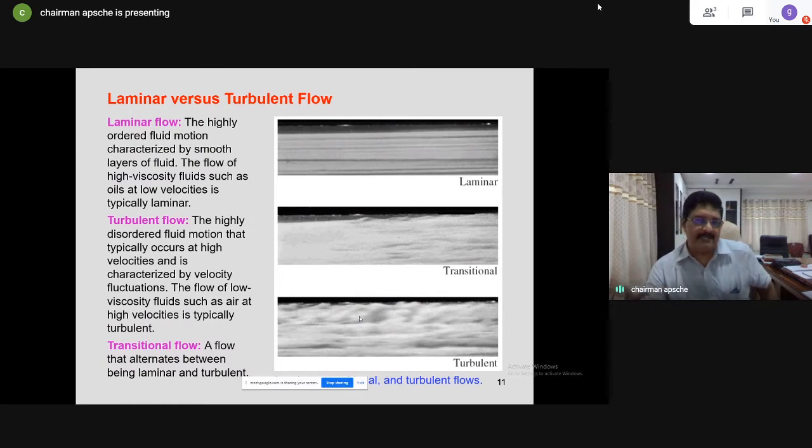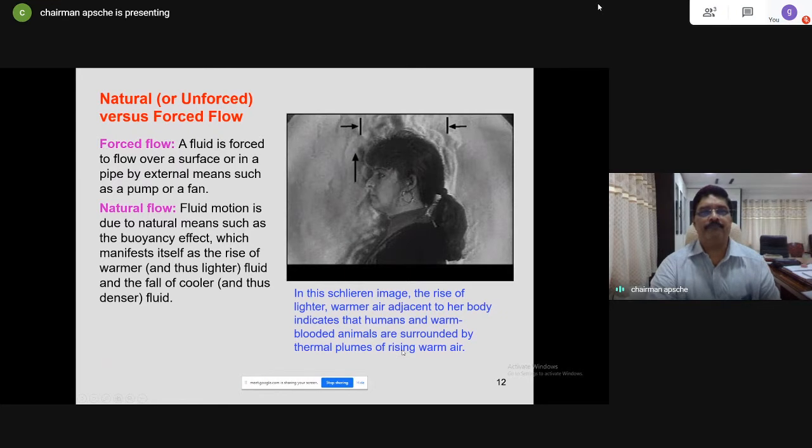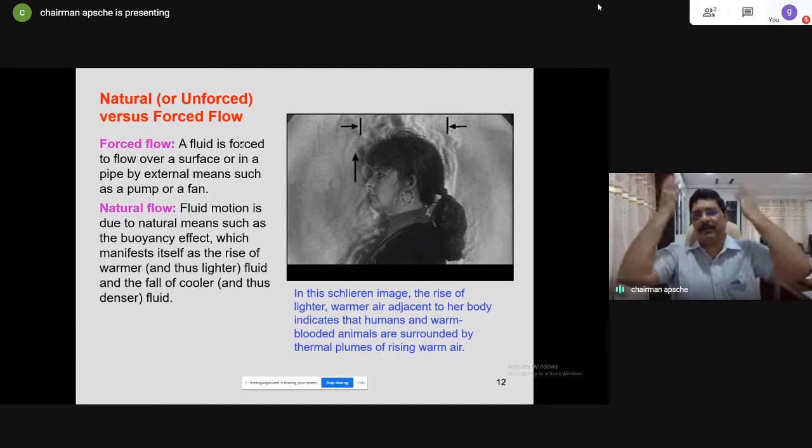And the transitional region is one where the flow initially starts changing from laminar to turbulent, and normally this transitional flow region is not a sustainable region. Sometimes it initially tends to be transitional. As for natural versus forced convection, I don't think I need to explain it anymore.